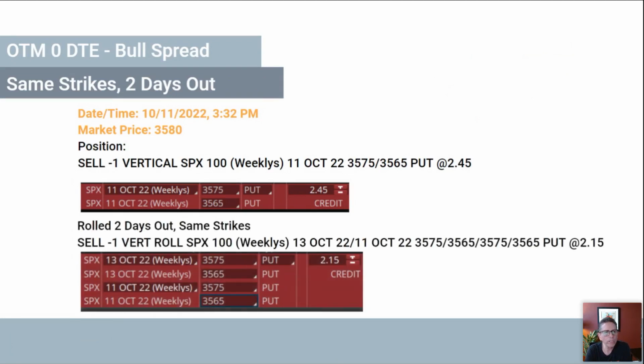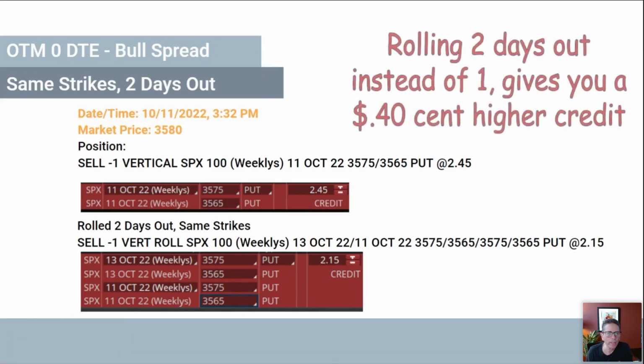So this one here is rolling it out, same strikes, 2 days out, and here you can see that you receive a $2.15 credit. So it's above. I think the other one was $100.75. So you get a little bit more credit for another day, and that's why most of the time when I roll it out to the next day, I do it just because you get a better performance on it. Okay, so this one is the 2 days out.